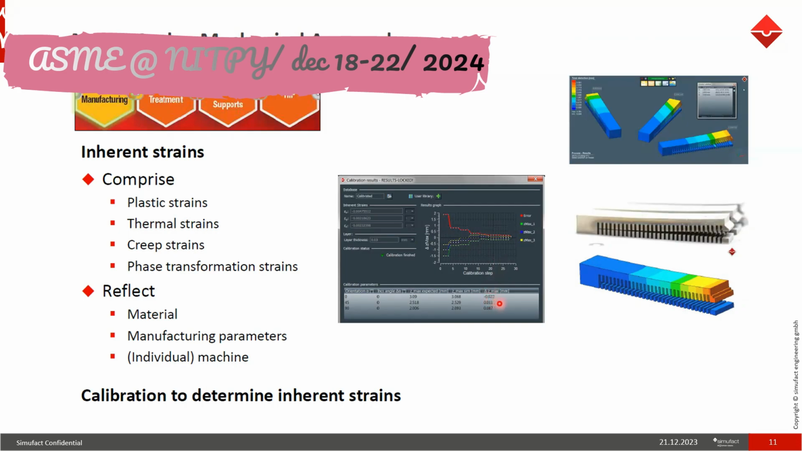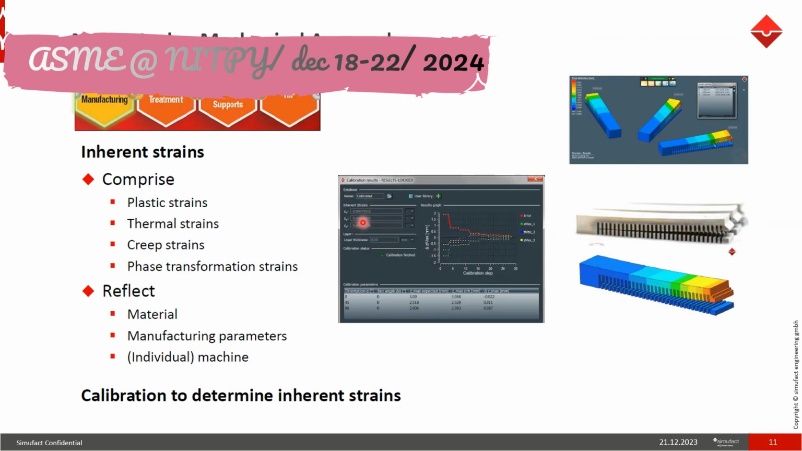So how do we reduce this deviation and arrive at strains that are close to the real-life manufactured component? That is the idea of this calibration process, where we compare the distortion, back calculate the strains, and calibrate them so that the result comes close to our manufactured sample. Once you get the strains, you can use them for your real manufacturing part.